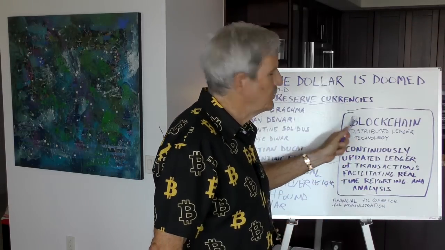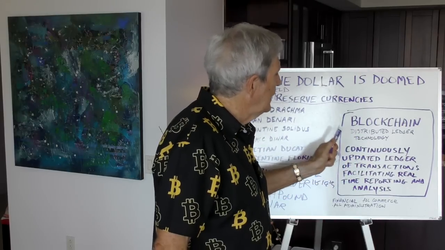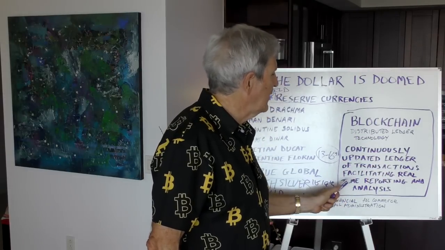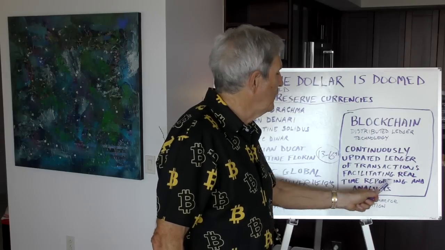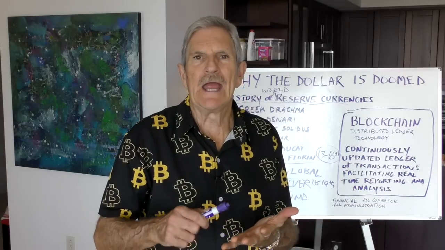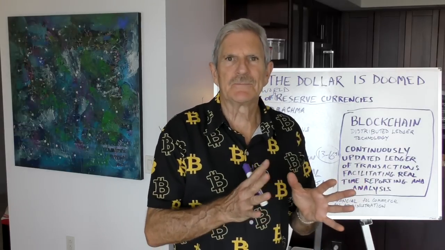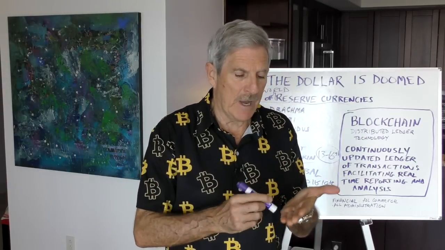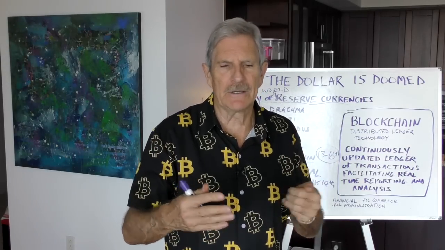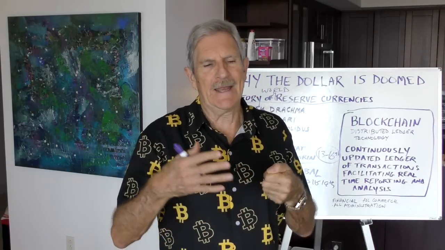Because a blockchain distributed ledger is a continuously updated ledger of transactions facilitating real-time reporting and analysis, so you can know exactly what's going on in real time. You don't have to wait for a bookkeeper. Old systems, you needed a trusted agent, several trusted agents, to make a ledger, and you had to audit that ledger, and you had to trust the auditor, and it took time to collect it and then to verify it, and it was open to bookkeeping errors and fraud.